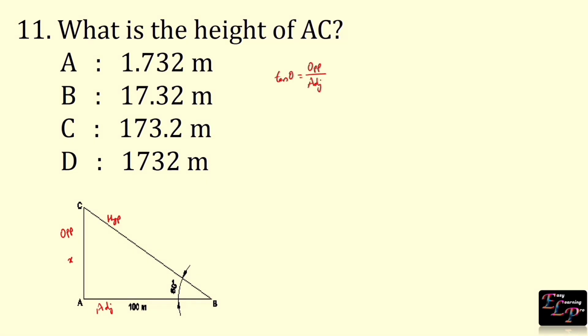Here the angle is given as 60 degree. So tan 60 is equal to opposite side is x, adjacent is 100. Value of tan 60 is root 3 is equal to x divided by 100. So x is equal to root 3 into 100, which is equal to 173.2. So the answer is option C.